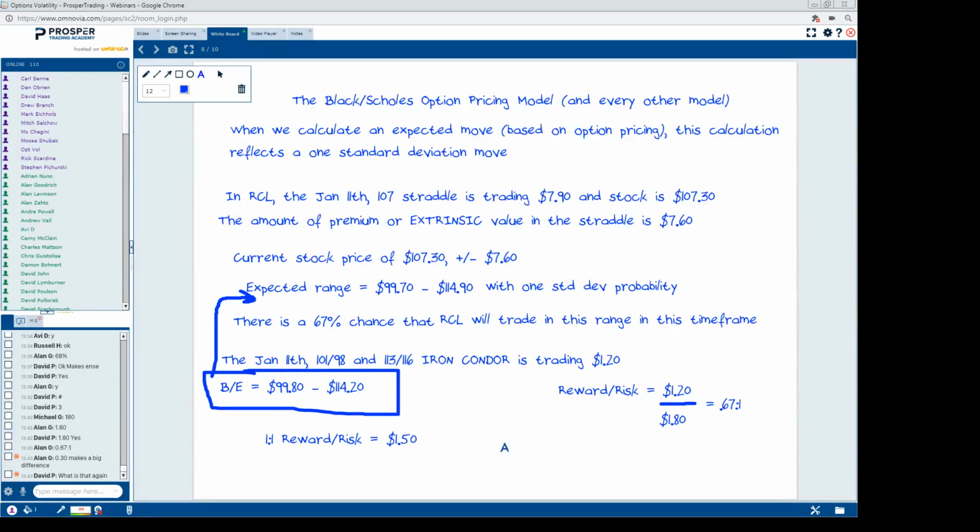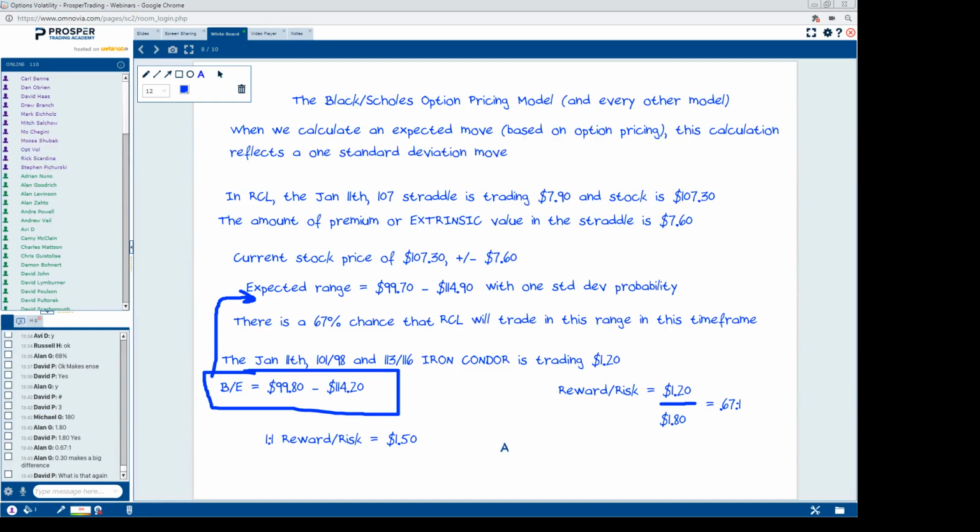Makes a huge difference. Now, 30 cents, Alan, if we had a $20 type of deal, 30 cents is irrelevant. But 30 cents on a $1.50 is huge. So we typically like to look for something closer to 1-to-1 reward to risk.